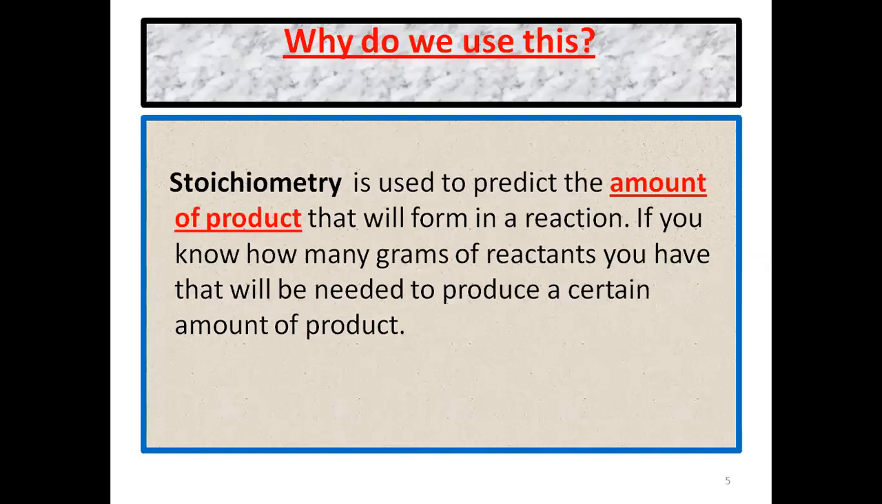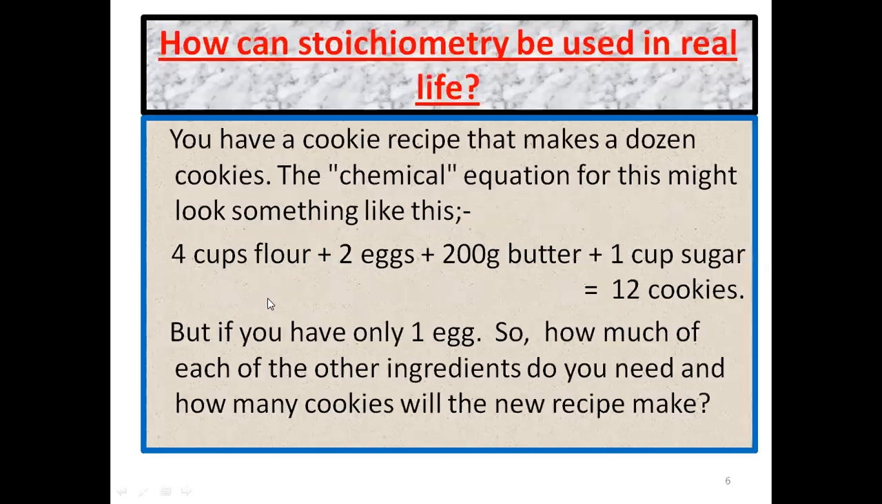Why do we use this? The importance of stoichiometry: it is used to predict the amount of the product that will form in a reaction. If you know how many grams of the reactants you have that will be needed to produce a certain amount of the product, it means this stoichiometric relationship is used to predict the amount of the products formed, or it is also used to predict the amount of the reactants used in a particular chemical reaction.